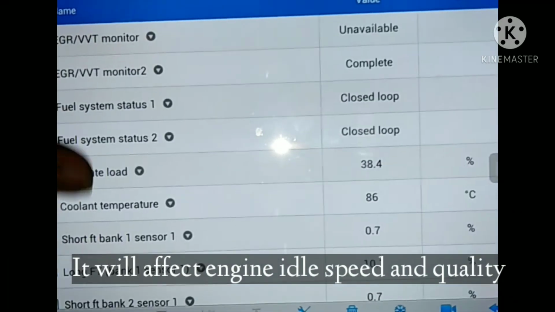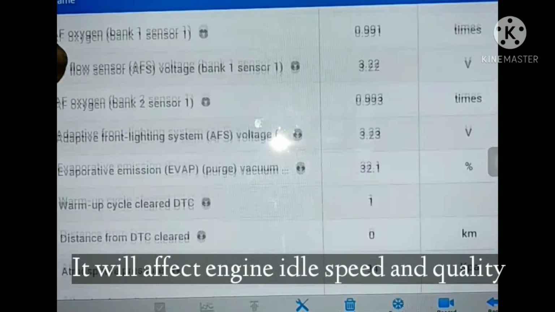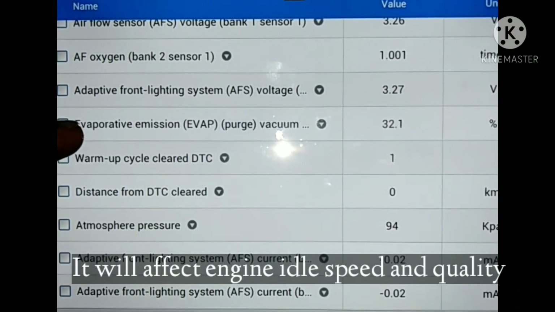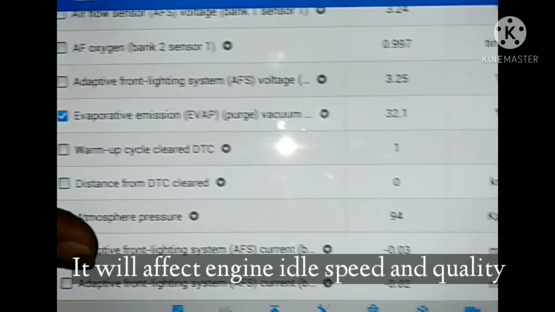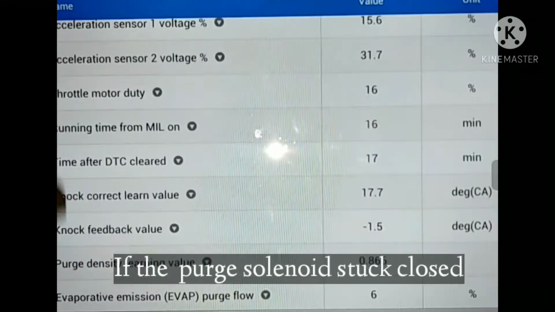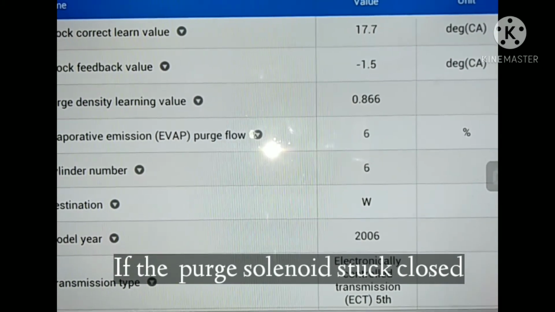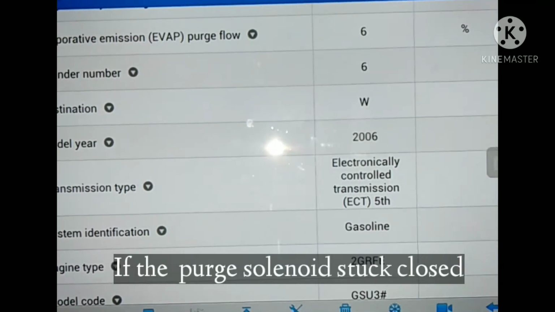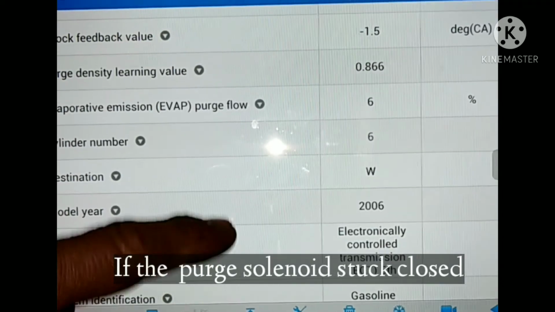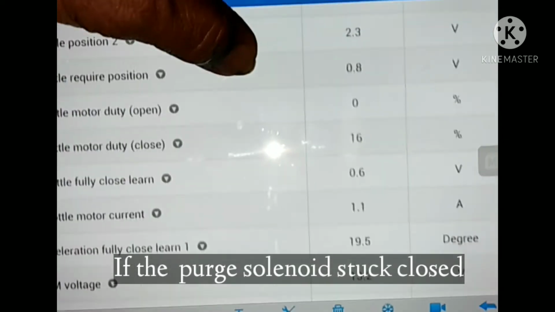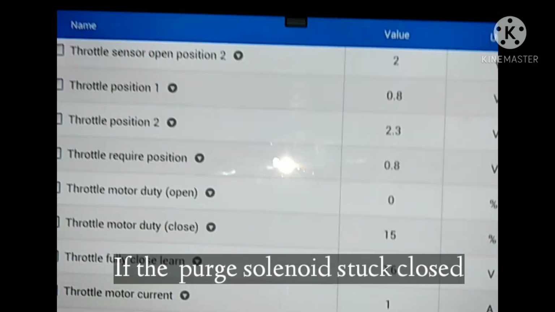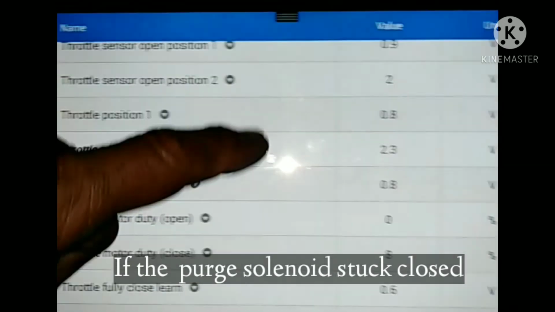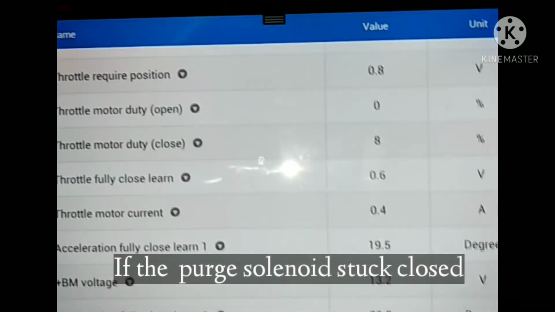Now, if you want to monitor or diagnose some sensors, suppose there is a problem on the TPS, or APP. TPS is the throttle position sensor. How do you diagnose the TPS and throttle motor? First of all, you have to go to the parameters data, select the TPS sensor. I'll show you.